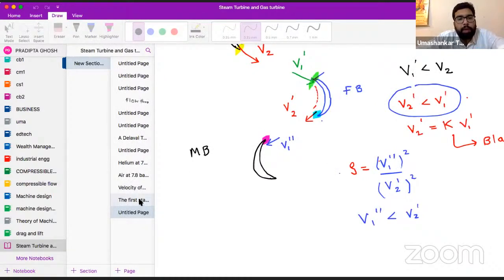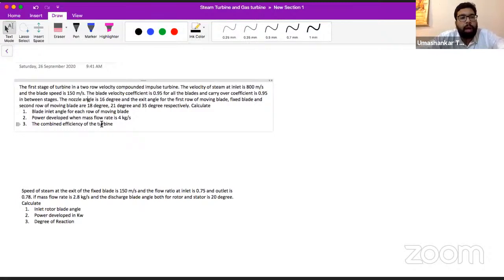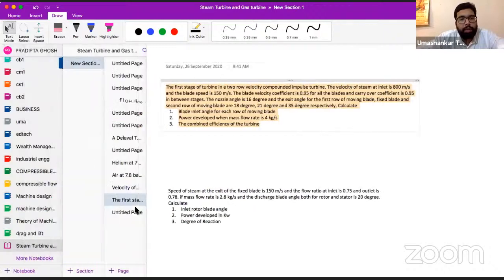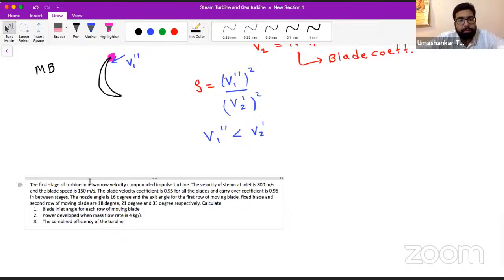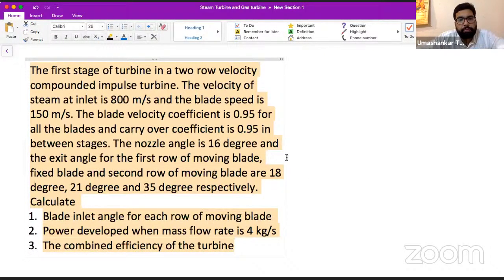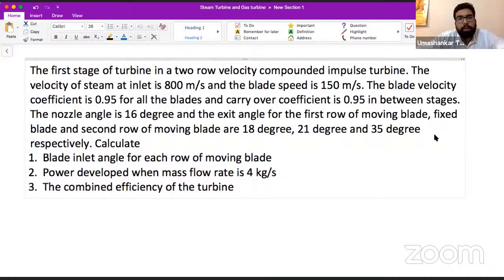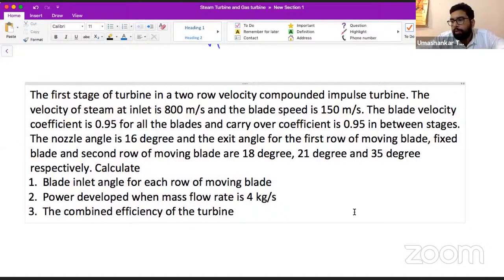This will be more clear with the help of our question. So let us take a question and we will solve it in this class. So this is the question we are having. You can go on and solve this question. We can solve this question in the class.